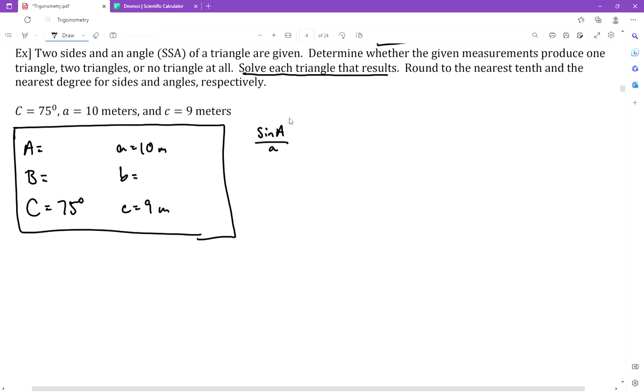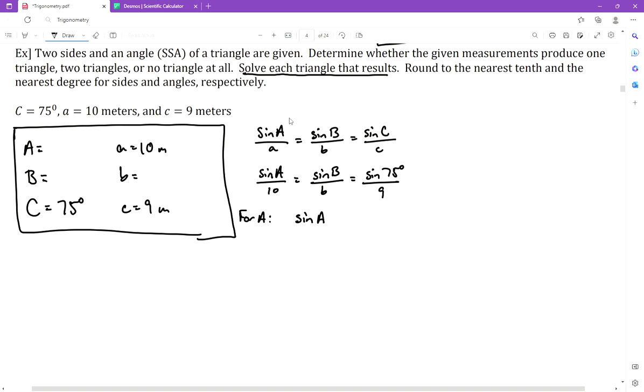So let's set up the law of sines: sine of A over little a equals sine of B over little b equals sine of C over little c. And then we'll input whatever we currently have. So sine of capital A over 10 is equal to sine of capital B over b equals sine of 75 degrees over 9. The middle part is useless because it's two unknowns. The right part we must use because it has both pieces of information known. And the left part has one piece of information and one missing. So it looks like we can solve for angle A first in this problem.